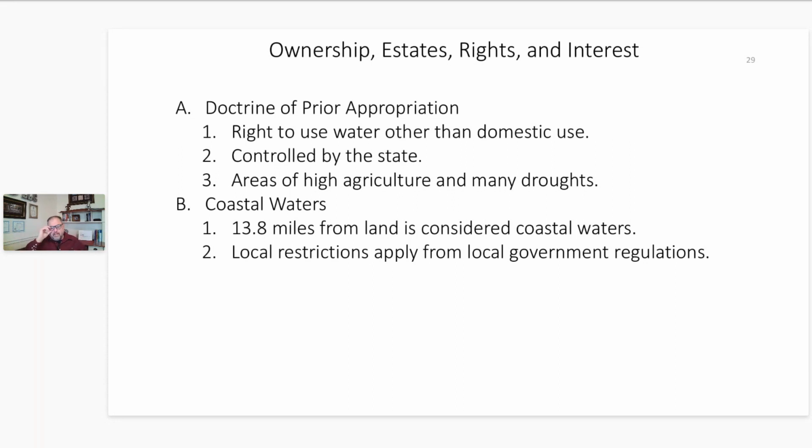You may see a test question about coastal waters, and you're looking at around 13.8 miles from land being considered coastal, which is under the restriction of that state. Once you get outside of that, you're in international waters. So the local government can control any type of ownership rights out to 13.8 miles of that seashore: Louisiana, Alabama, Florida, up the eastern seaboard, California, etc. So, doctrine of prior appropriation and coastal waters.